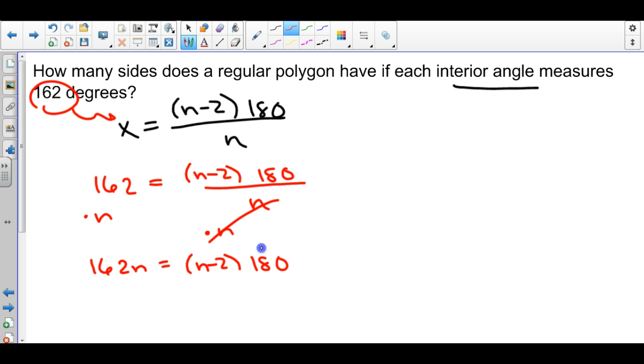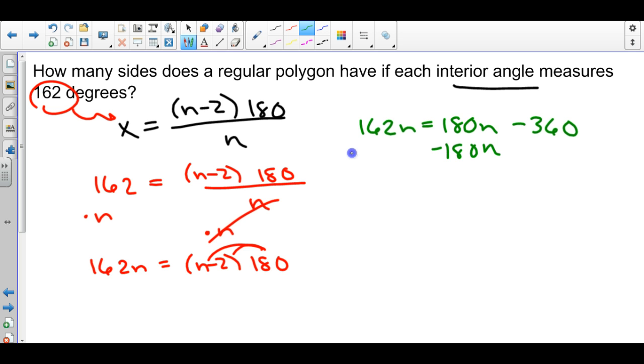So what I'm going to do next is use the distributive property here, and I'm going to write it out on the top right over here. I have 162n equals, and if I distribute this properly, I'll get 180n minus 180 times 2, which is 360. So then in order to solve this, the 180n is positive on this left side. I'm going to bring it over to the other side by subtracting it. So I'm going to subtract 180n on both sides.